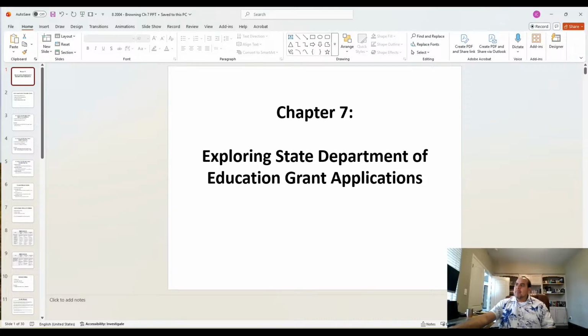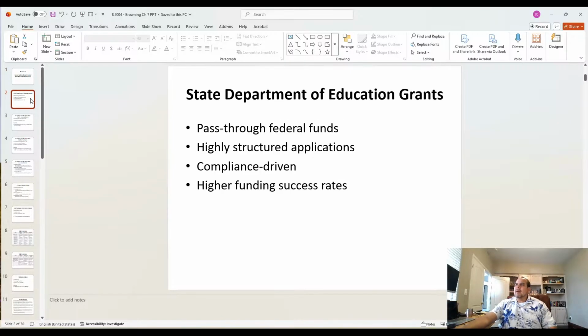Today we're talking about exploring State Department of Education grant applications, and there is a State Department of Education website. If you Google State Department of Education grant portal, it'll take you to the portal where you can do unique searches for the type of grants that you're looking for. So let's talk about what types of grants they have.